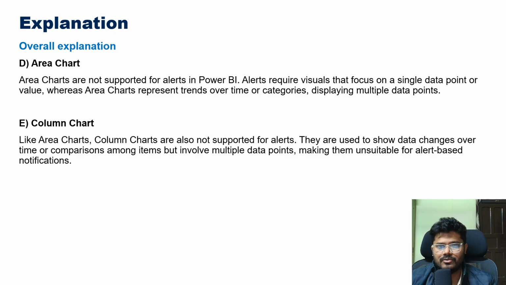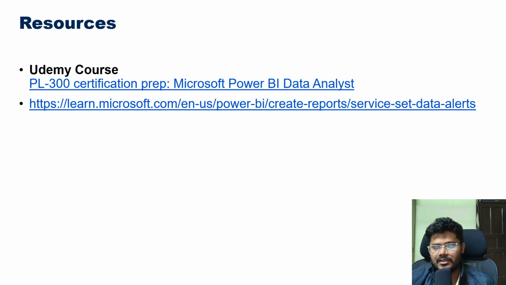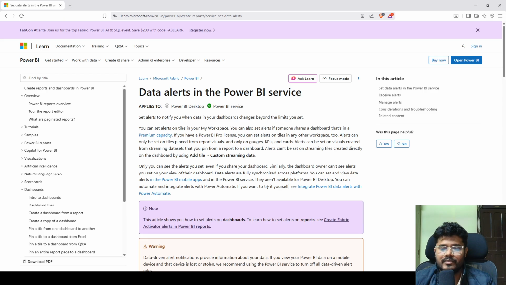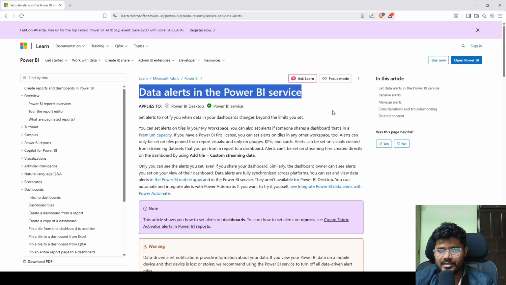Now let's look at the resources. Again, this is a Udemy course on PL-300 certification, and the second link is basically on setting alerts in the Power BI workspace. So now let me switch screen and directly jump to the link of the Microsoft Learn article on data alerts in the Power BI service.